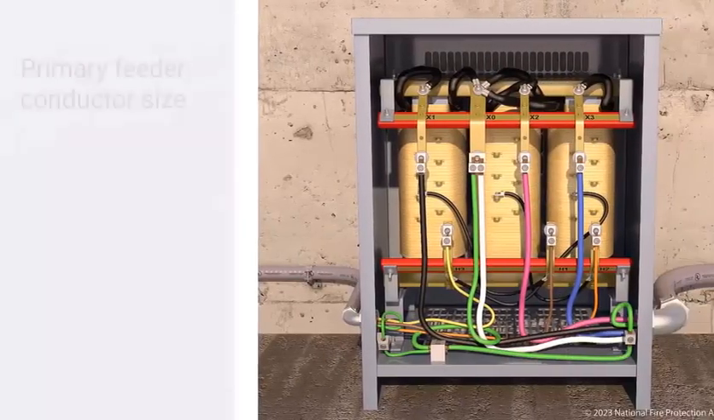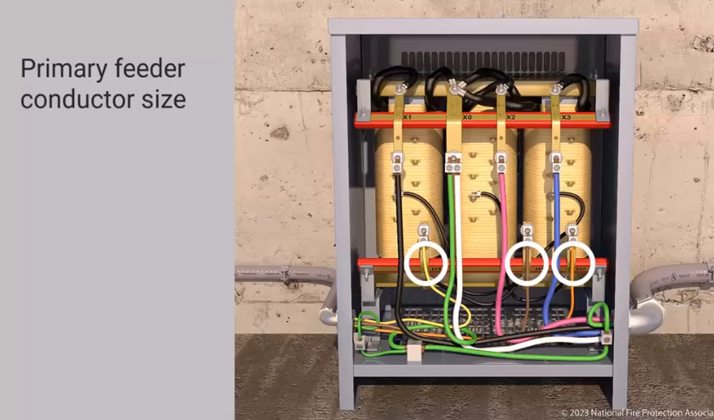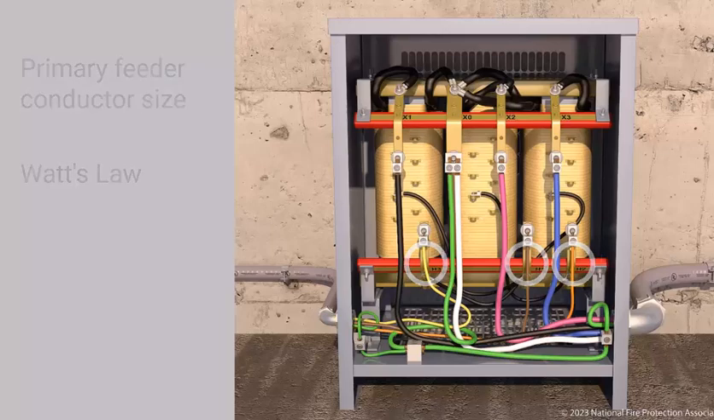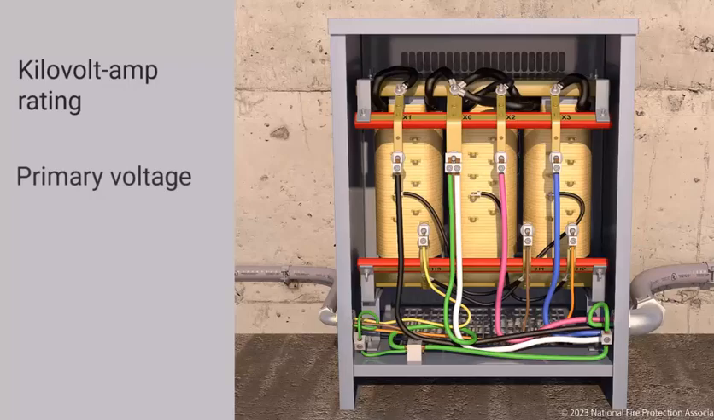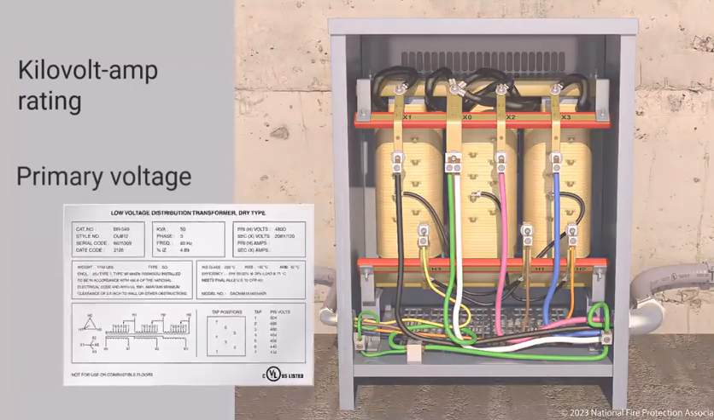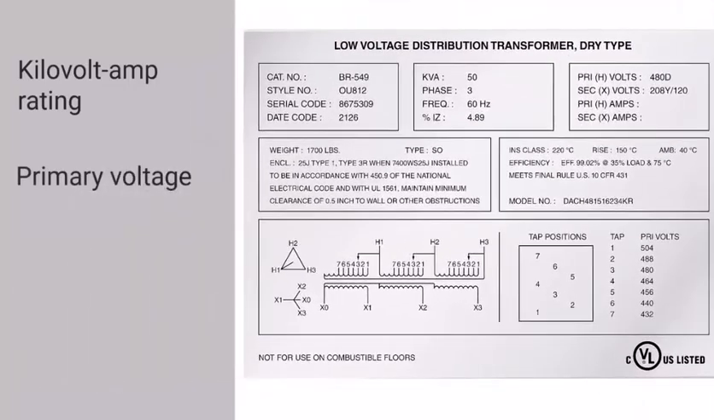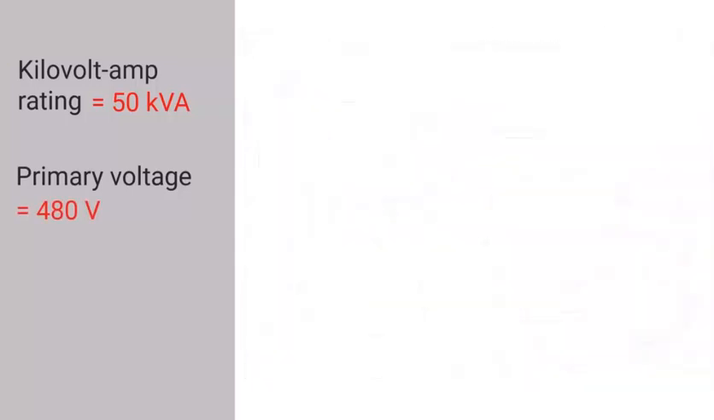To determine the primary feeder conductor size, we'll use Watt's law to calculate the ampacity of the transformer's primary side feeder. To do this, we'll need the transformer's kilovolt-amp rating and primary voltage, which are found on its nameplate. We see that the rating is 50 kilovolt-amps and that the primary three-phase voltage, phase-to-phase, is 480 volts. These are the values we'll be using in our calculation.